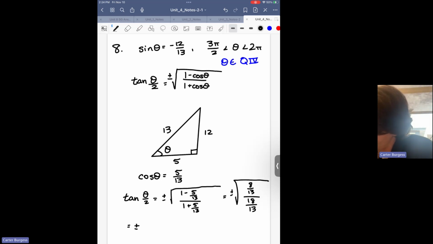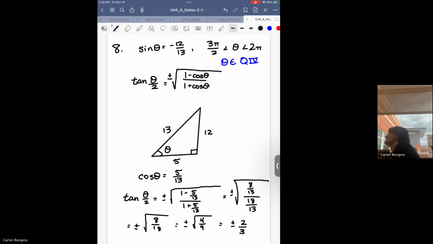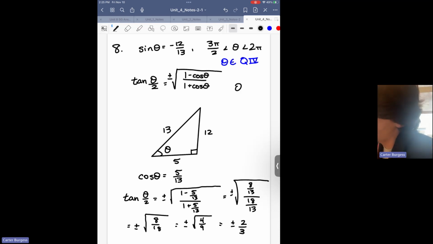This is plus or minus the square root of 8 over 18, plus or minus the square root of 4 over 9, which actually works itself out pretty nicely. This is plus or minus 2/3. So what's the only thing I'm missing here? Plus or minus. Okay, what did I use before to resolve the plus or minus? Yeah, we had to figure out what quadrant the actual angle that we're taking a trig function of lives in. So we need to know where theta over 2 lives.